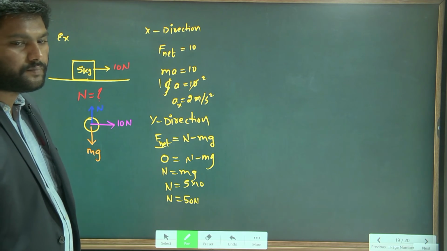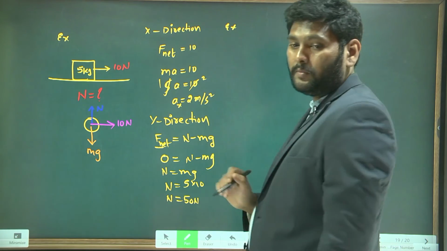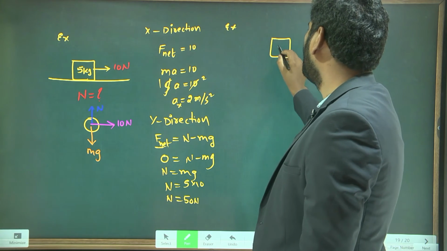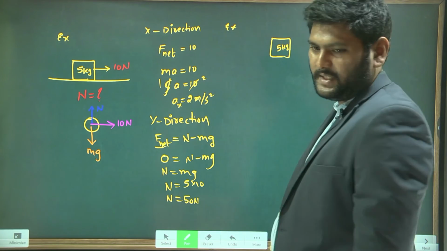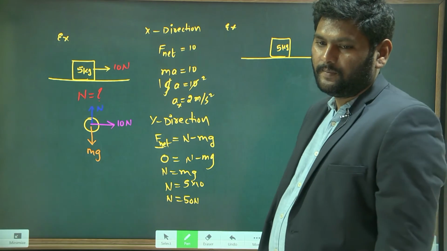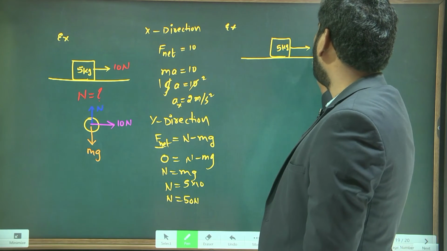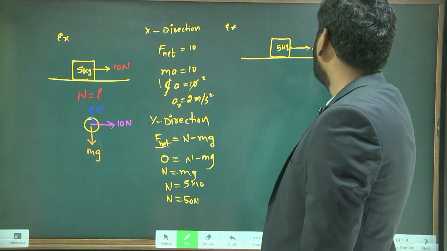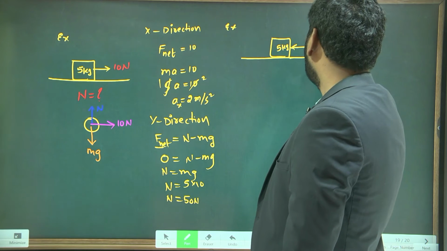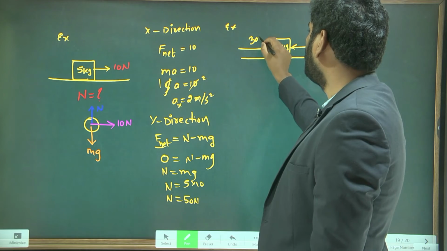Understood? Yes, sir. I'll give one more question now. Can I give this kind of one more question? Yes, sir. Again, this is 5 kg only. It is on the smooth floor. In this direction I am applying 20 Newton, and in this direction I am applying 20 Newton. In this direction I am applying 30 Newton.